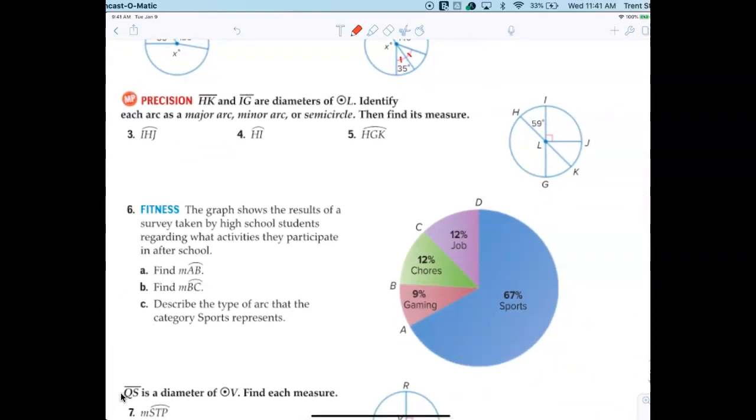150 degrees. All right, so let's look here. It says HK and IJ are diameters. Identify each as major, minor, or semicircle. So what do you think a minor arc would be? Smaller. Under 90? What would major be? Over 180. Yeah, so that's the difference. So semi would be what? 180 degrees, right? So then you're either major or minor. Minor is always less than 180, and major is always greater than 180, so a semicircle is exactly 180.